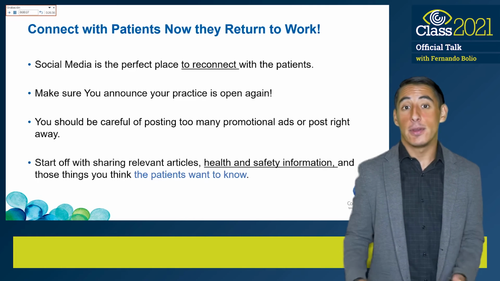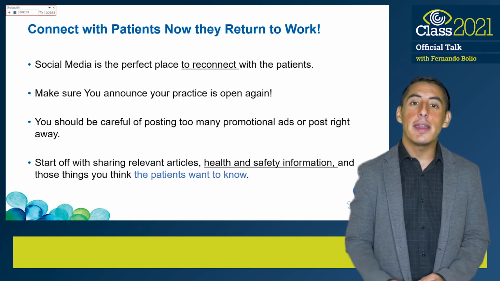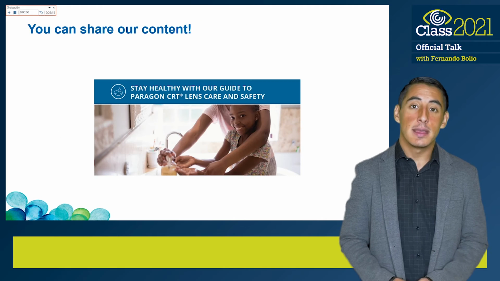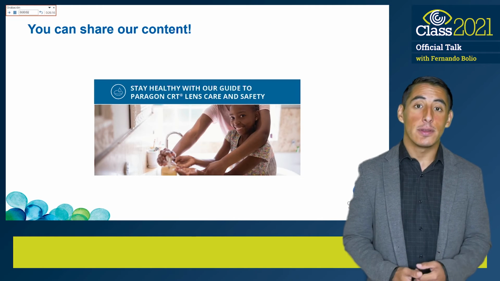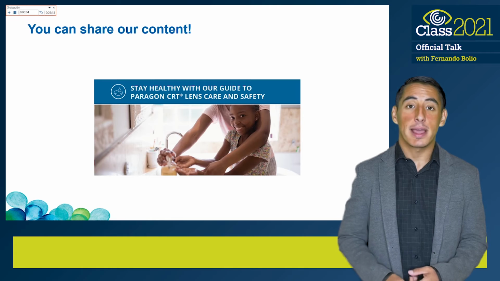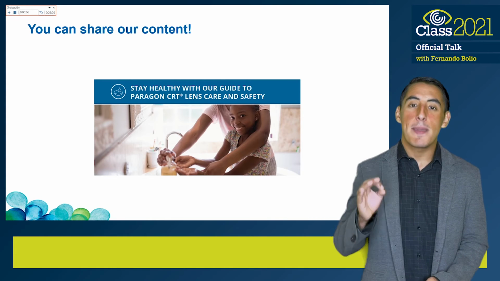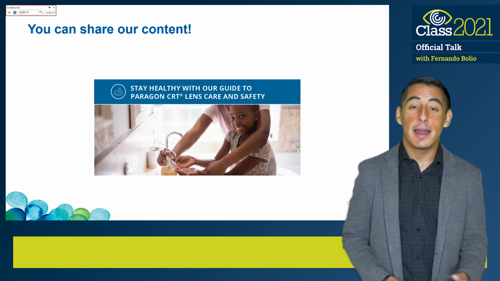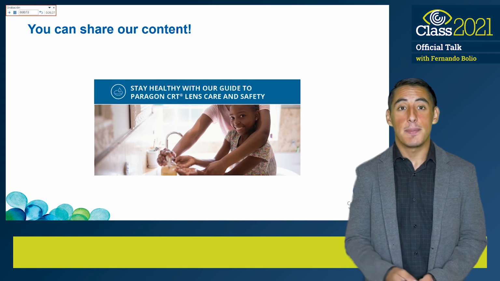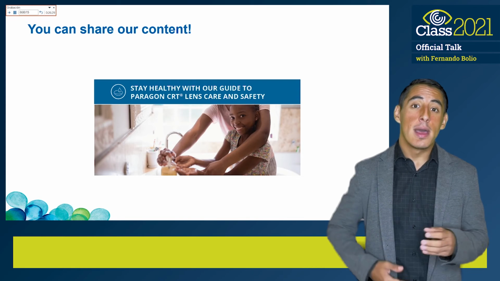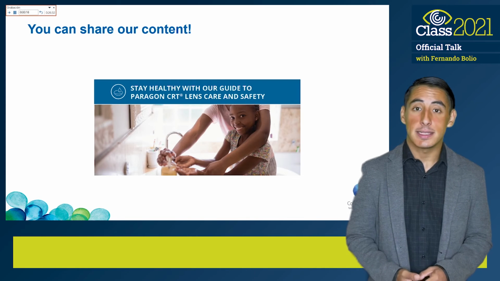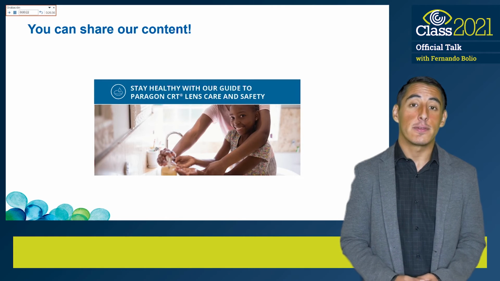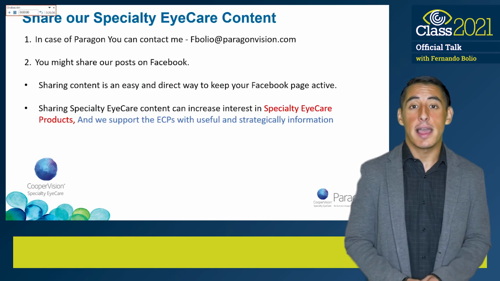If you don't have the time or you don't want to create new content, you can get help from the industry. A lot of companies create a lot of content for you with experts in social media marketing and different topics, so you get the best, highest quality content available, and that's for free and so easy to do. For example, this is a blog article about how to take care of your CRT lenses. This is available, just like a lot of resources, in our website for free. How you can share specialty eye care content.